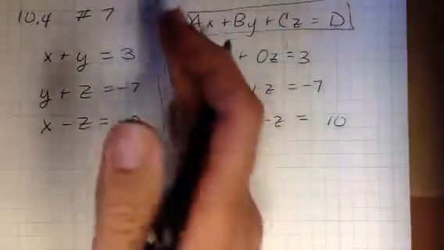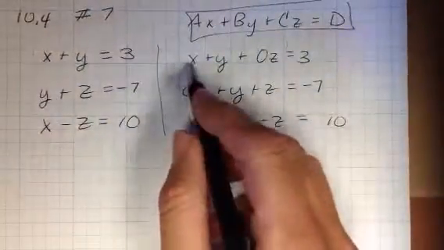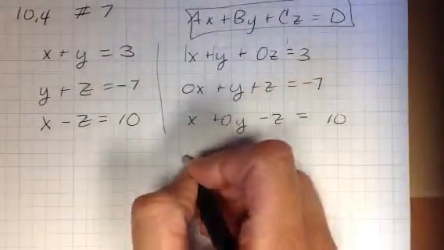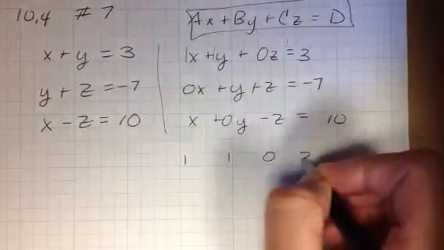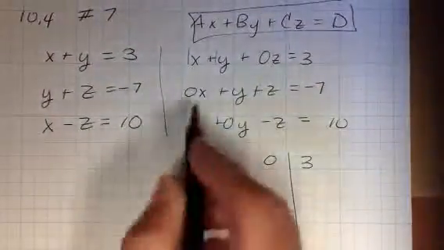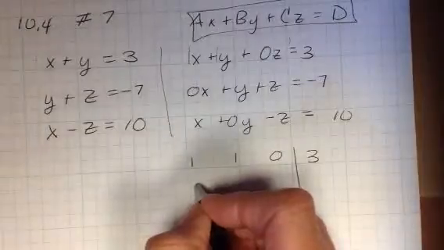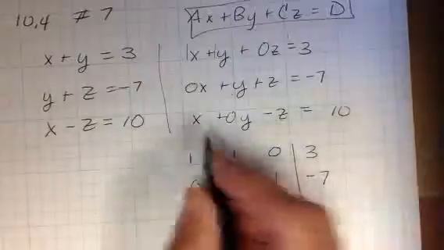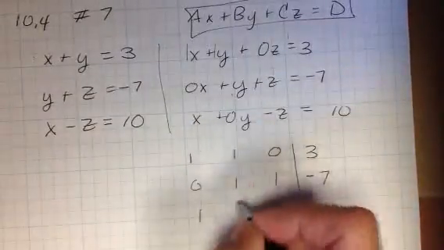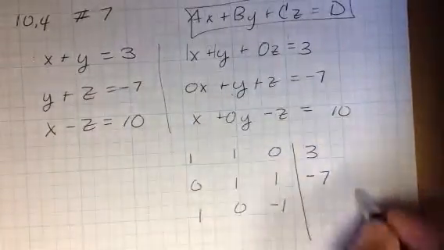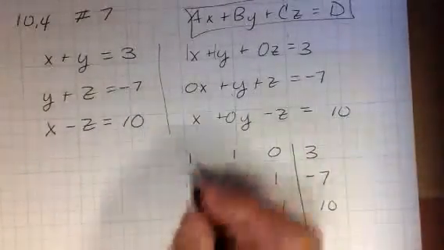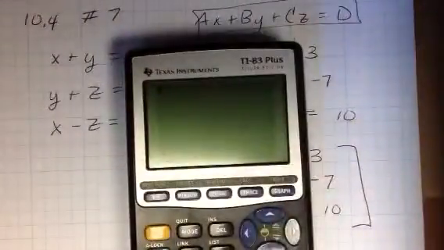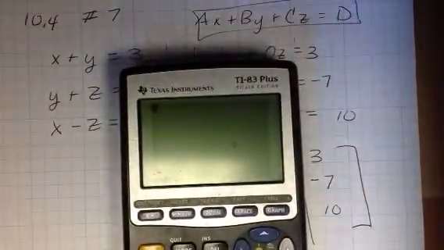Okay, once they're in standard form, x, y, z, we write them as a matrix. The matrix we write is the coefficients without the variables. So we have 1, 1, 0, 3 for our first equation. Our second row of our matrix would be 0, 1, 1, -7. Third equation, 1, 0, -1, and 10. So we have this matrix that we can now put into our calculator and let our calculator help us.